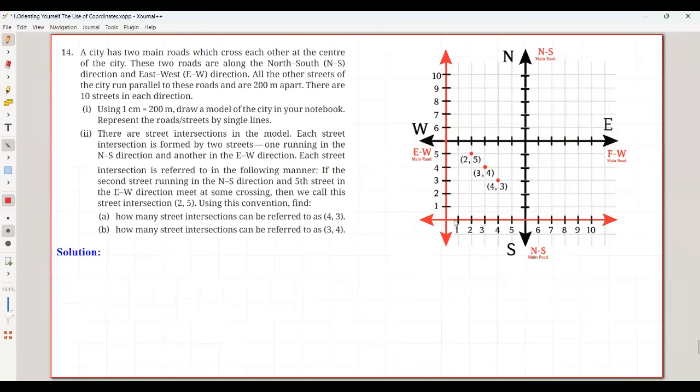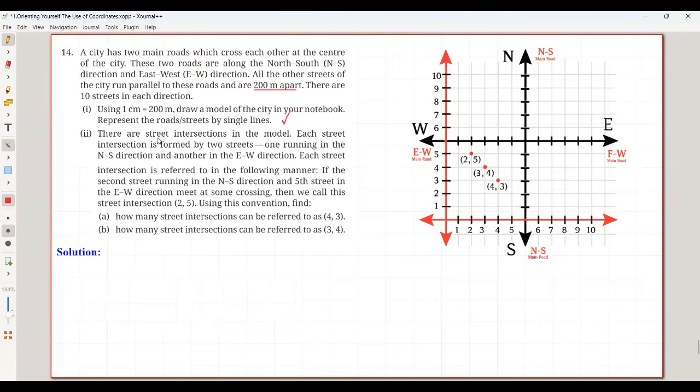First, you just take the x-axis as 10 and the y-axis also 10 units. Each 1 unit is equal to 200 meters. Assume 1 centimeter is equal to 200 meters. Draw the model. That means the scale for the graph is 1 unit equal to 200 meters. This side we have 10, this side we have 10. So we have drawn the graph.